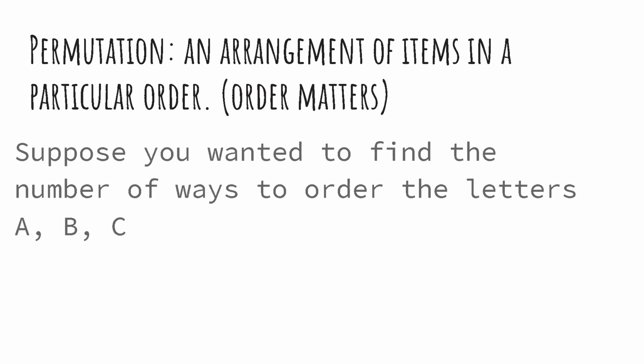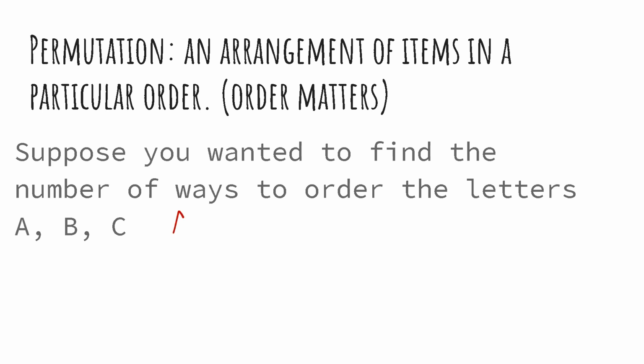All right, so the first thing we're going to talk about today is called a permutation. A permutation is an arrangement of items in a particular order. So the order matters in this case. It matters what order we're putting the items in. For this example, we're going to make a list, and then I'm going to show you the shortcut. It says, suppose we want to find the number of ways to list the letters A, B, C. So just different orders of the letters.